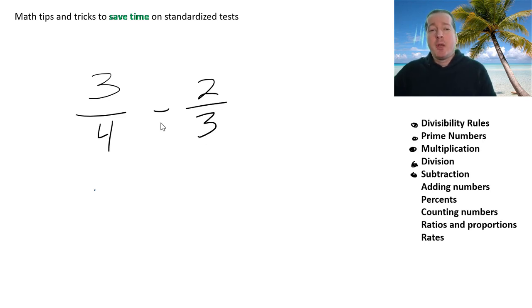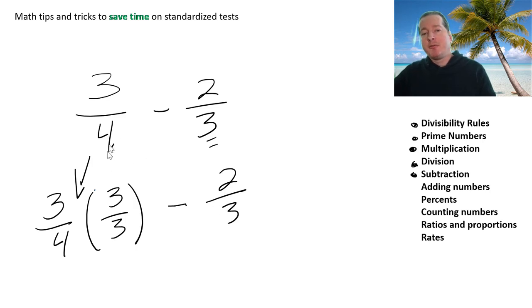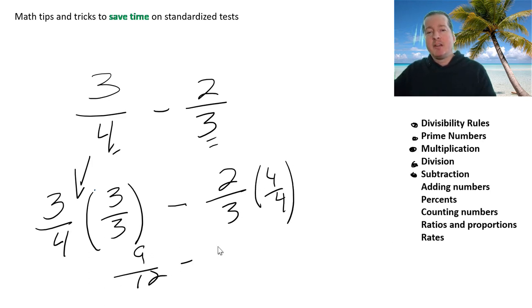Well, the sort of formal way to do it is to find common denominators. So what I'd have to take the 3/4 and multiply that by 3 over 3, and I'd subtract 2/3 multiplied by 4 over 4. So that's 9/12 minus 8/12. I mean, that took a little bit of time, right?